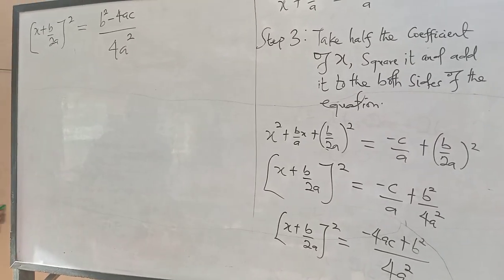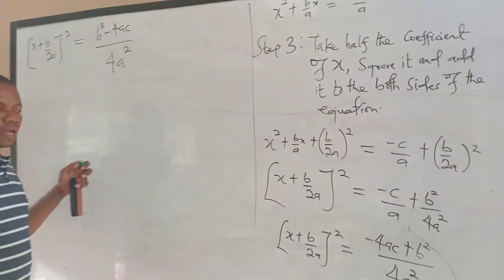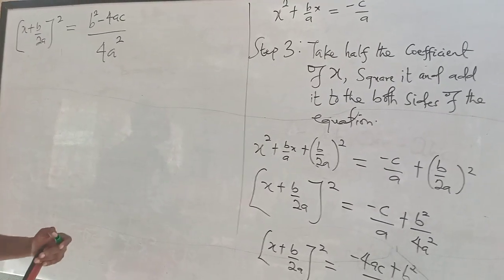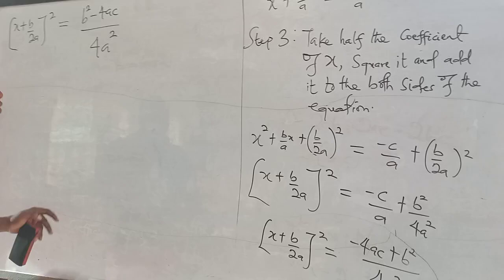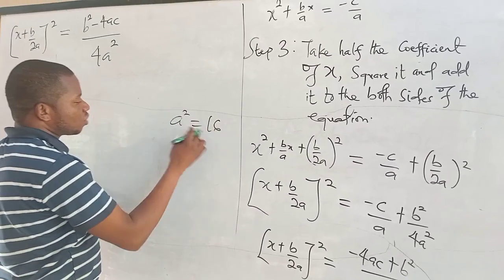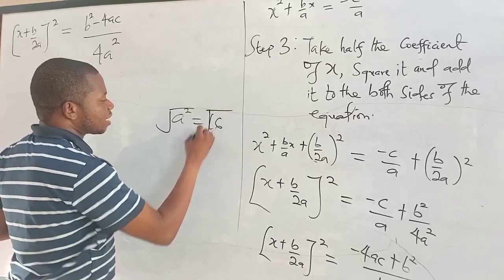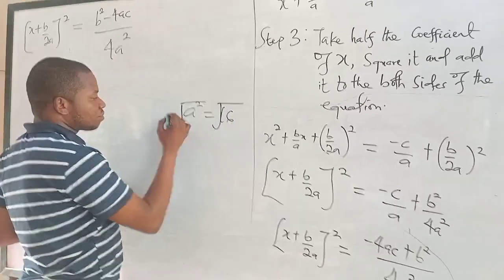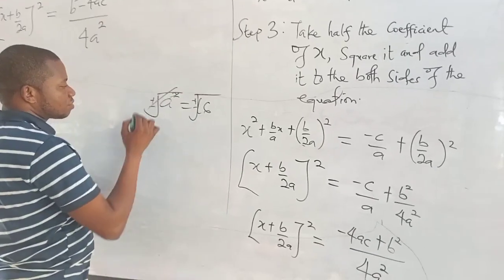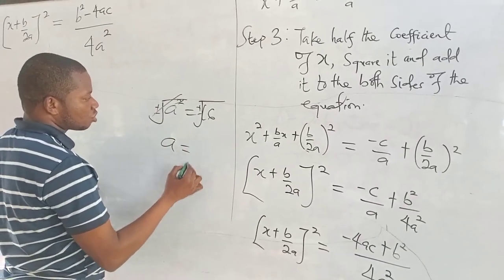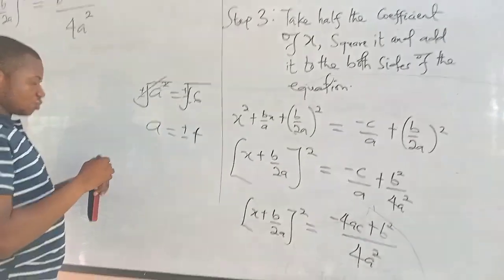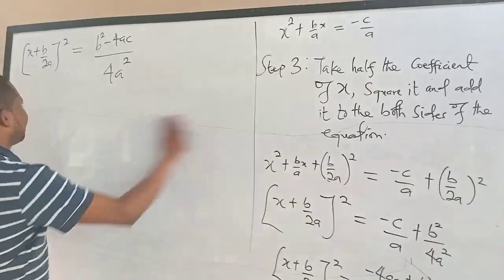Now having gotten that, normally, when you have a square on one side of an equation, to eliminate it, you square root both sides. What do I mean? Let's assume now I have a squared is equal to 16. For me to get my a, I will just take the square root of both sides. And the moment the square root comes in, you introduce plus or minus. So this square cancels out this root. I'm left with a is equal to plus or minus the square root of 16, which is 4.